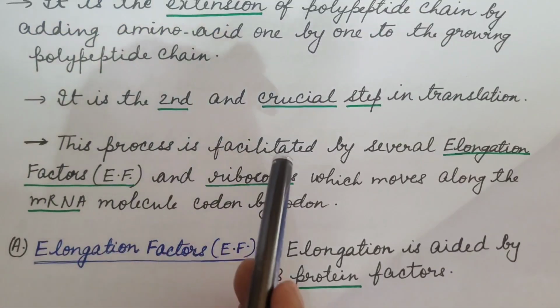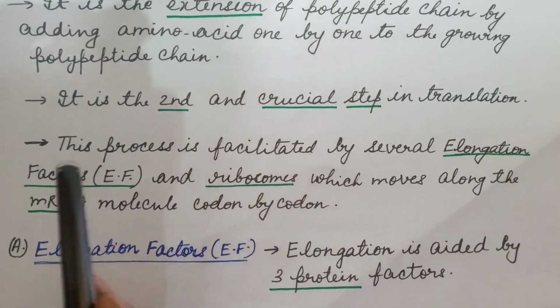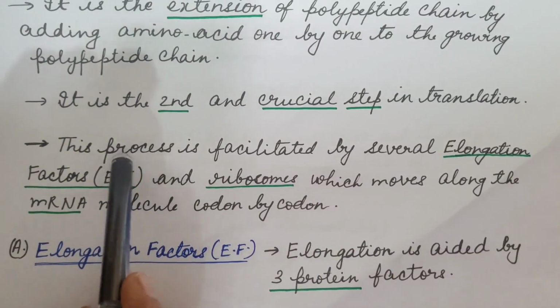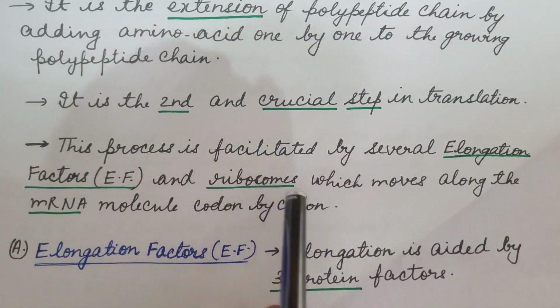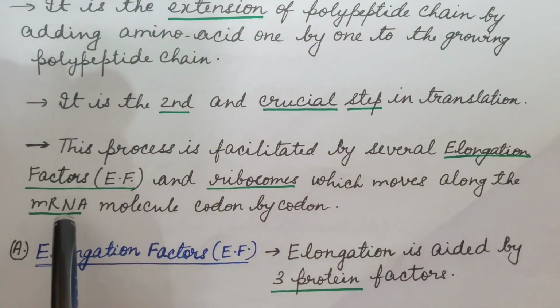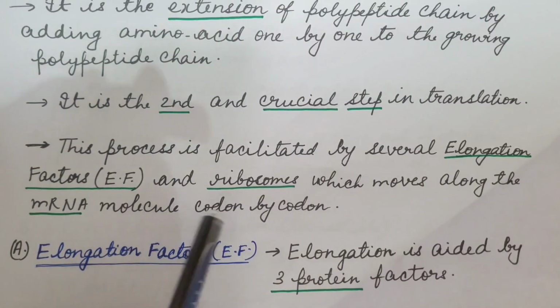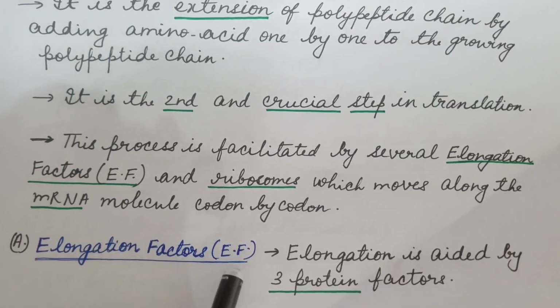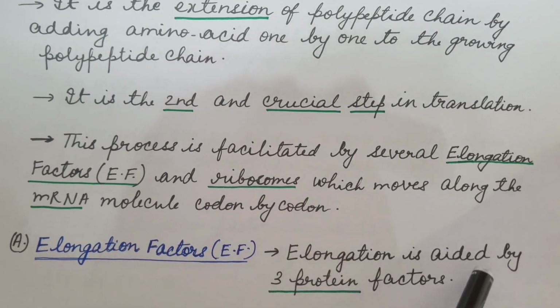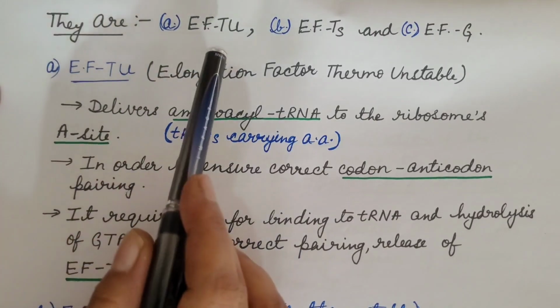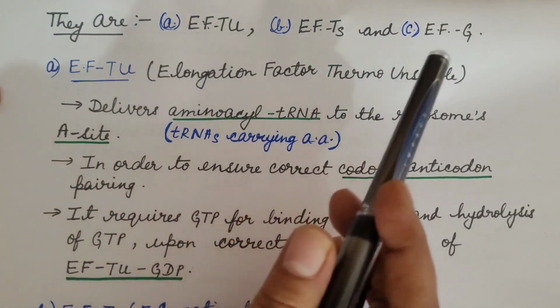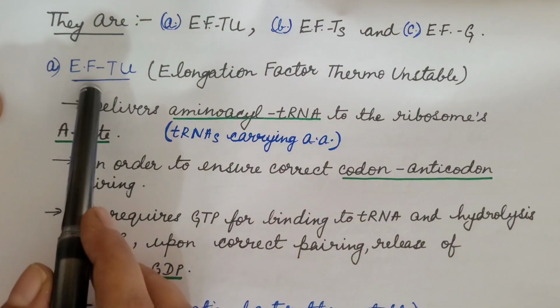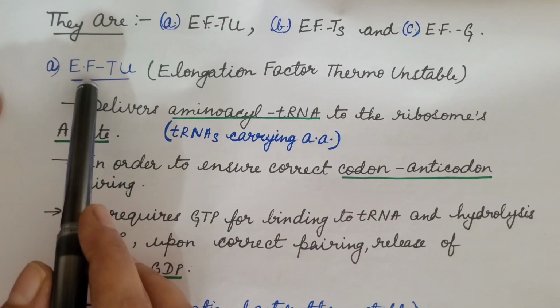This process is facilitated by several elongation factors, EF, and ribosomes, which move along the messenger RNA molecule codon by codon. So let us see these elongation factors, or in short EF. Elongation is aided by three protein factors. They are EF-Tu, EF-Ts and EF-G. Now let us see them one by one.